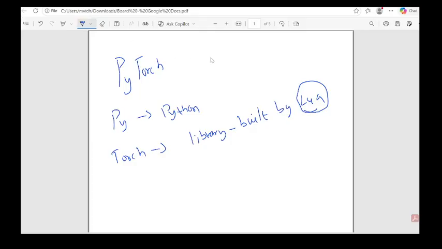So basically, in the case of PyTorch, Py is Python, and PyTorch is built completely on Python. And Torch is a library used in machine learning, and the Torch library was built with the Lua programming language.